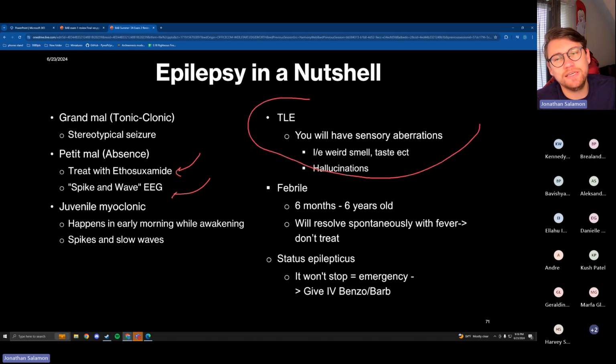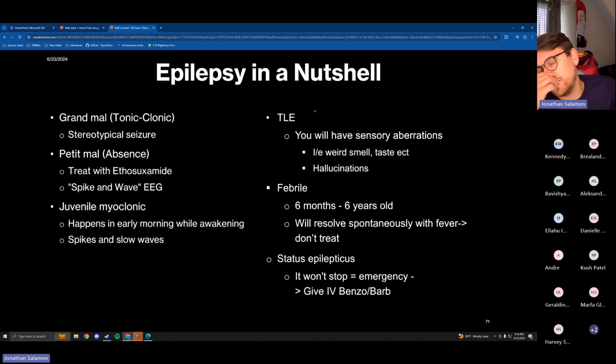Temporal lobe epilepsy, usually you will have some type of gustatory or olfactory hallucination. So you'll either smell or taste something like burning rubber right before you have the seizure. Juvenile myoclonic seizures, this usually happens if you see them talking about someone having seizures when they wake up in the morning. There's a really high correlation with waking up in the morning. This is your spikes and slow waves on the EEG, not to be confused with the spike and wave of absence seizures.